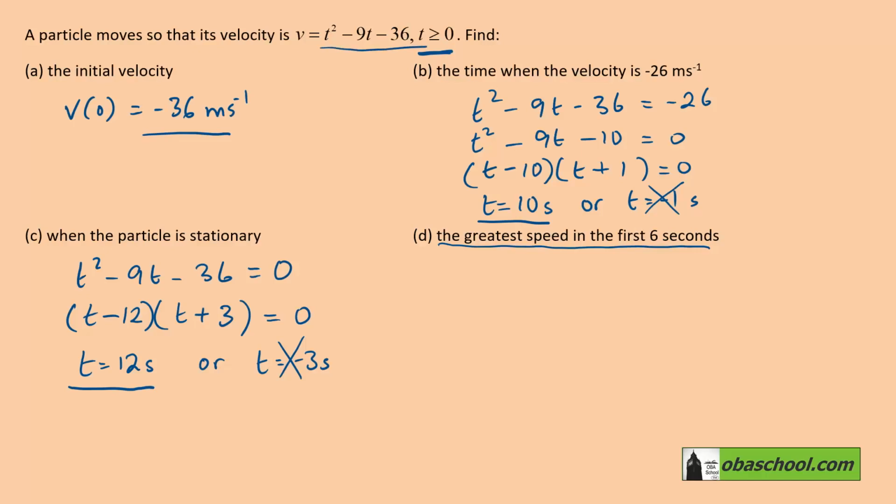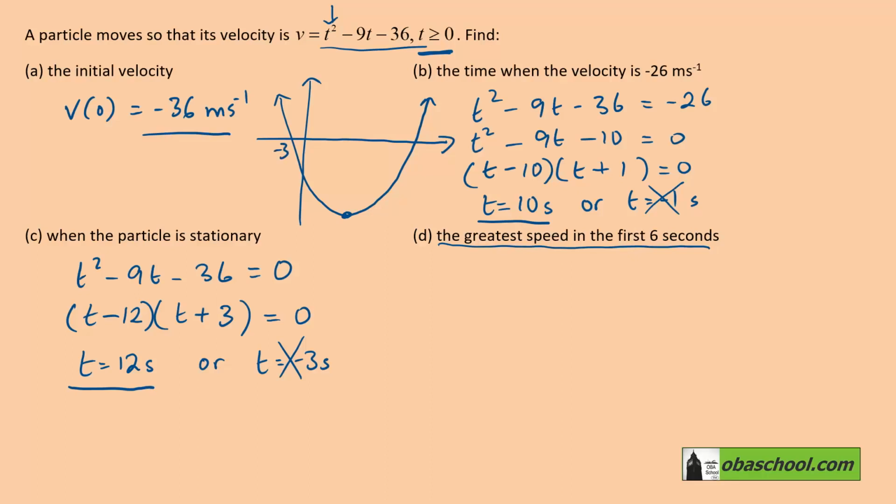We think about this parabola. So it's going to be that shape because of the t squared having a positive coefficient. And at 0, we know that it's negative 36. So it's going to be something like this. The axes are going to be there. We want to know the speed down here.